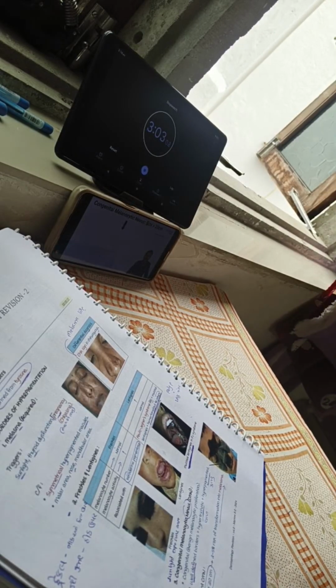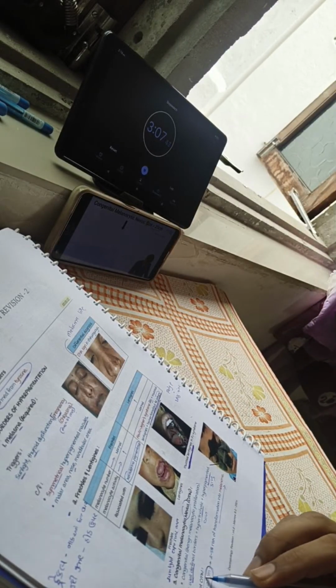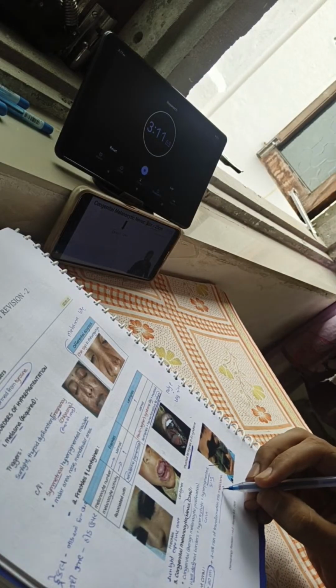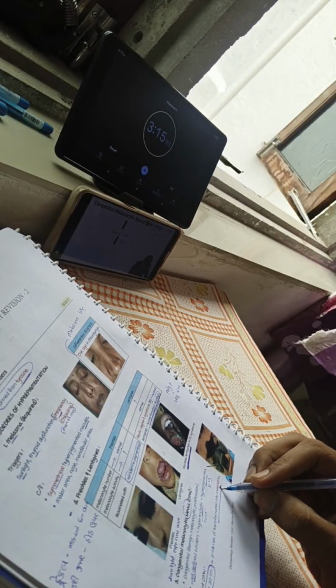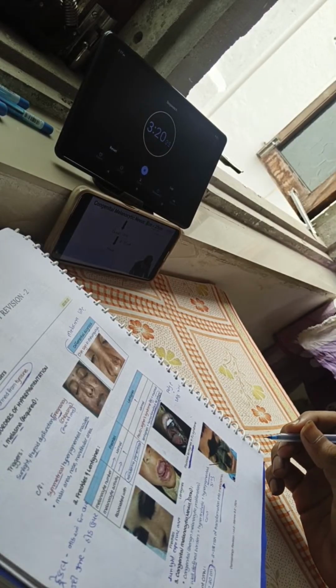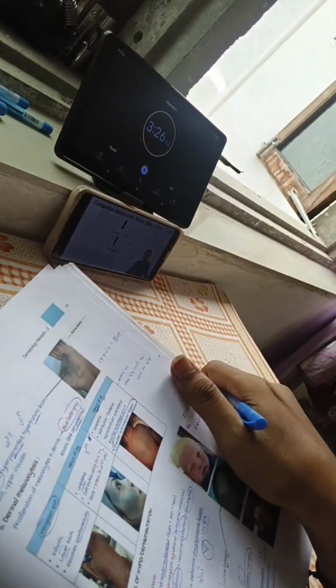However, one thing we need to remember: if the size is more than 20 centimeter, this is called giant congenital melanocytic nevus. Now, why should we remember this condition? Because this condition has a 2 to 5% risk of transformation into melanoma. Very important point, students. Please remember, if the size is more than 20 centimeter, always keep the child under surveillance because it has a 2 to 5% risk of transformation into melanoma.